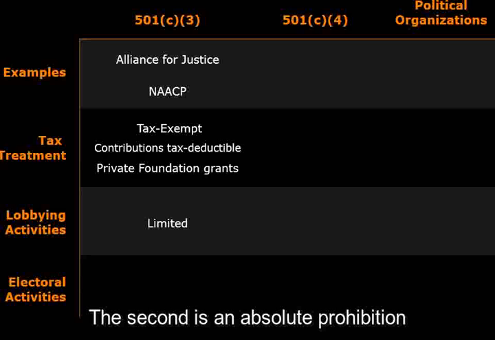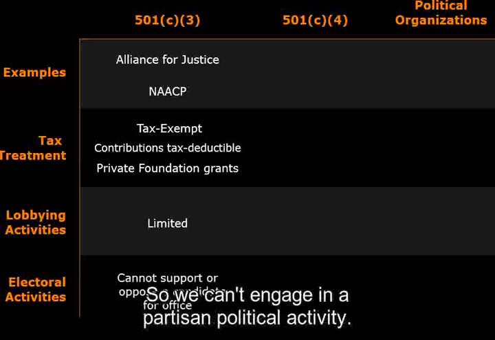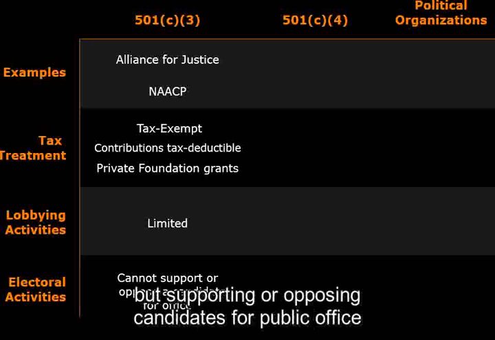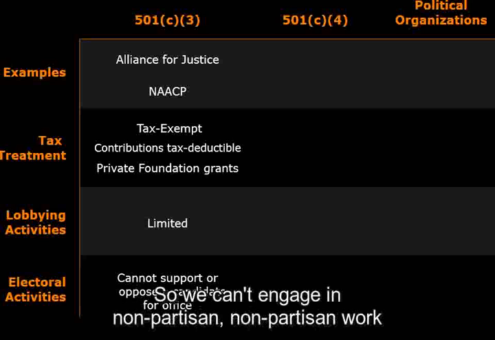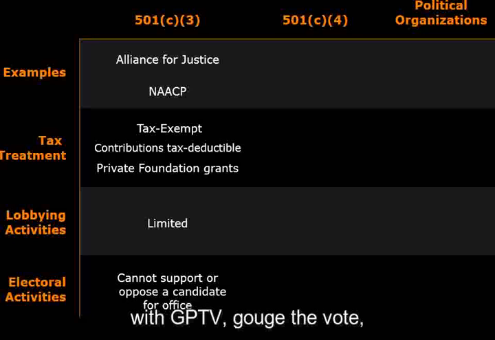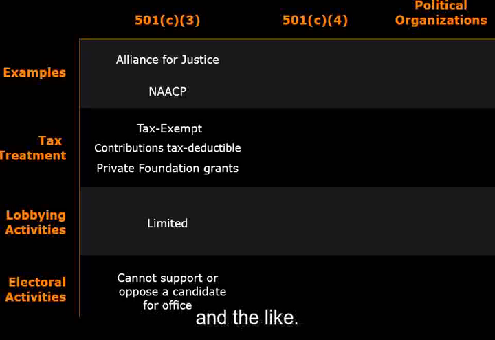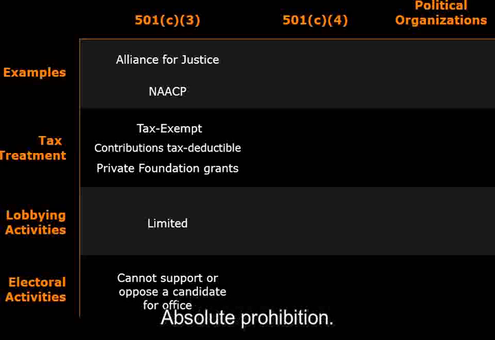The second is an absolute prohibition on our electoral activity. So we can't engage in partisan political activity. There are many things that C3s can do, but supporting or opposing candidates for public office is absolutely off the list. So we can't engage in nonpartisan work, that's GOTV, get out the vote, or voter registration, candidate forums and the like in a nonpartisan way. We cannot support or oppose candidates for office. Absolute prohibition.